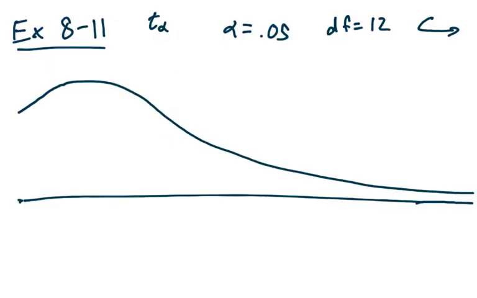So in this next one, example 8-11, directly below 8-10, we're going to be finding basically the same thing. We're going to find the critical t-values for alpha equals 0.05 with 12 degrees of freedom. And notice here, I've only drawn the right side of the distribution, so that's because it's a right-tailed test.